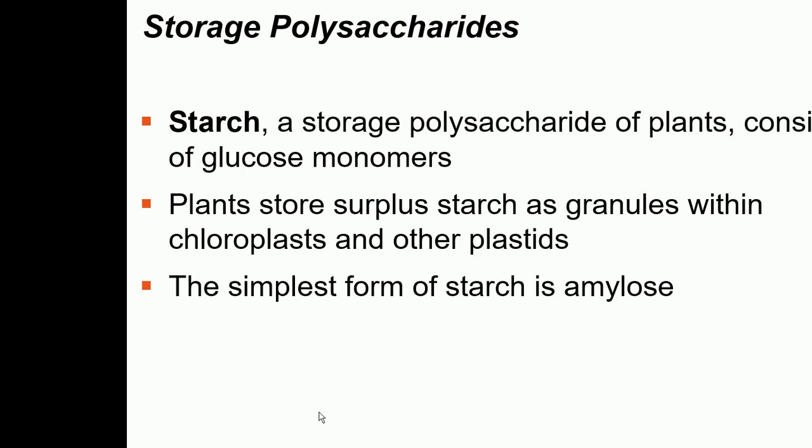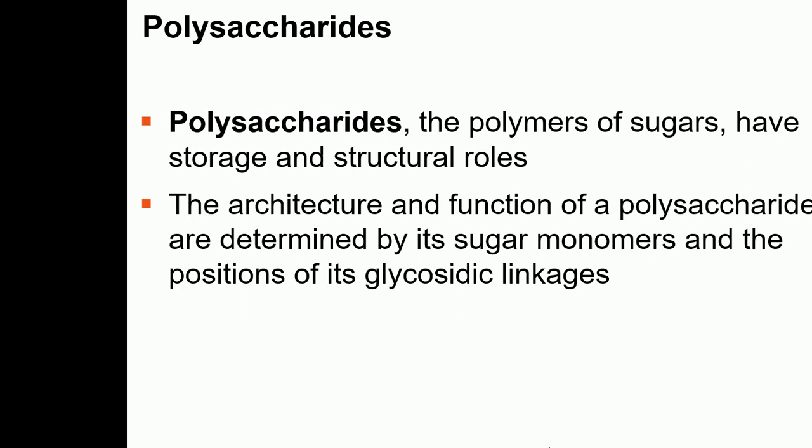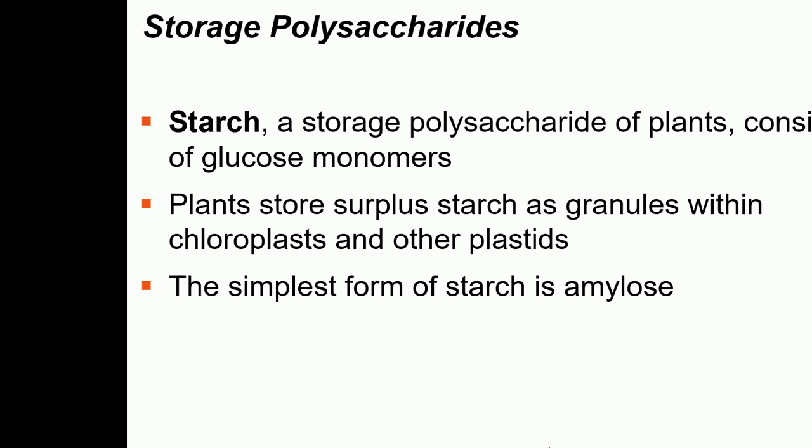Starch is a storage form of polysaccharide in plants, and glycogen is a storage form of polysaccharide in animals. And in starch, we are going to talk about two kinds of starch. One is called amylose, another is called amylopectin. You know that potatoes are plants, and they are a rich source of starch, and starch is a polysaccharide. It's a storage form of polysaccharide.